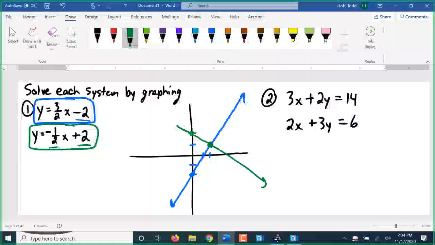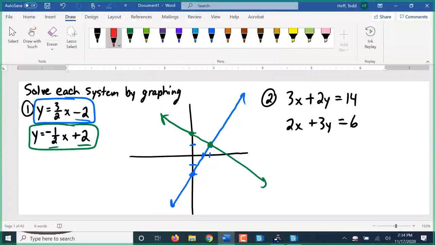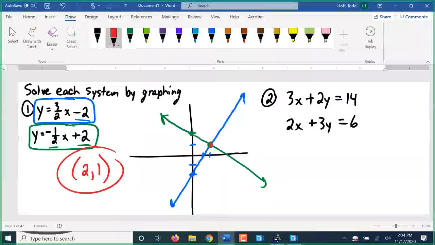And we get a solution here. That is at 2, 1. So the solution to that system of equations is that ordered pair, 2, 1. x equals 2 and y equals 1.